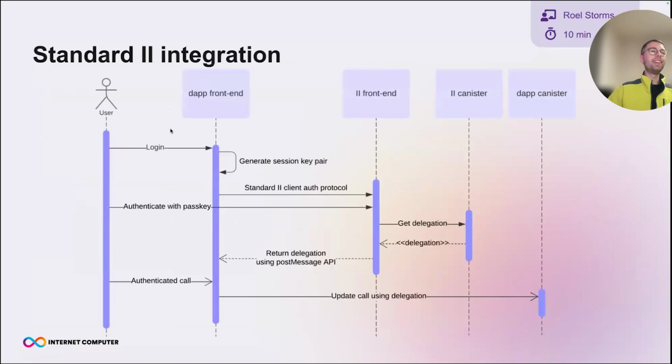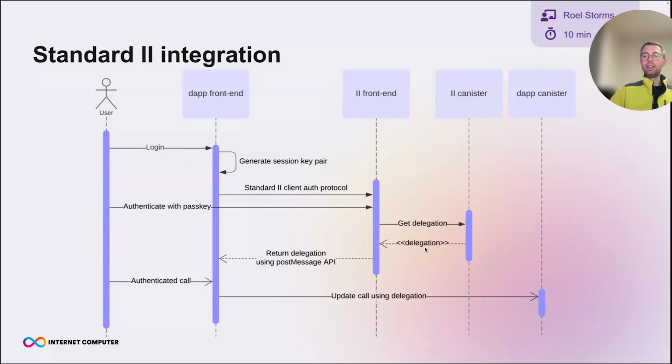So if you look at it in a sequence diagram, that's what it looks like. If the user wants to log in, a session key pair is generated. You then ask the II to generate a delegation, to generate such an attestation report for that session key using the normal II client authentication protocol. If your user is not authenticated yet, then probably it is required to authenticate with something like a passkey. And then when everything works well, a delegation is requested from the II Canister backend.